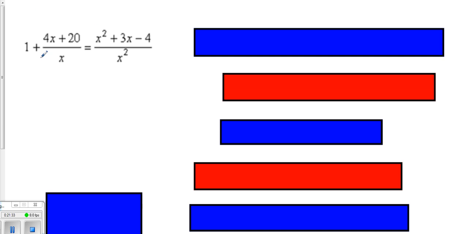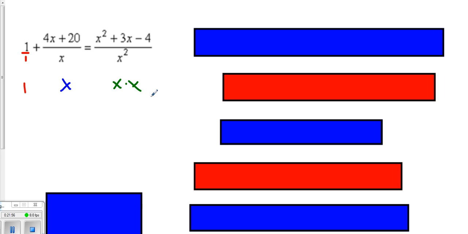We've got another example here. 1 plus 4x plus 20 all over x equals x squared plus 3x minus 4 all over x squared. Here we've got 3 different denominators. We have x times x, which is x squared. We have an x. And remember, if it's just a whole number, we can put it over 1. So we have a 1 here.